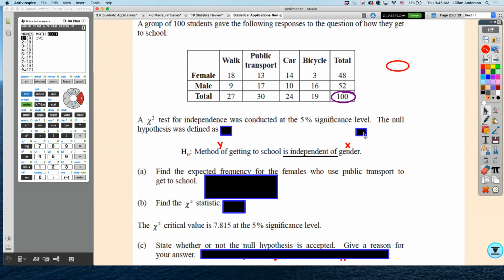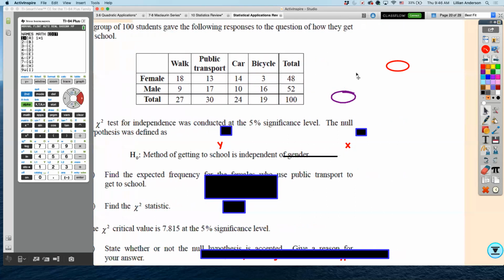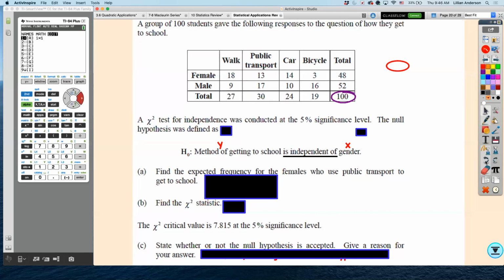Think about it. It can't be the other way around, because the method you get to school can't stand alone. It's going to be whether you're a male or female determining how you're getting to school. Okay. Find the expected frequency for females who use public transportation to get to school. Females who use public transportation corresponds to that number right there.